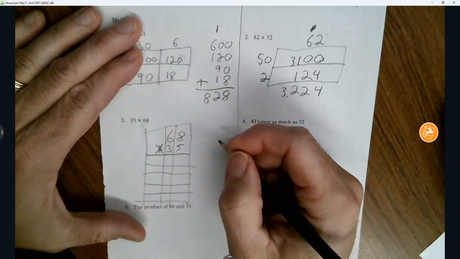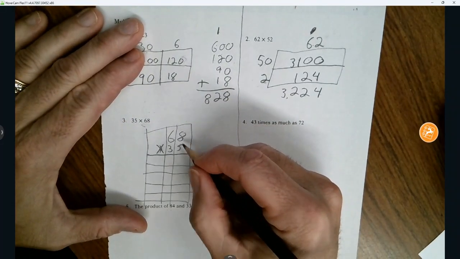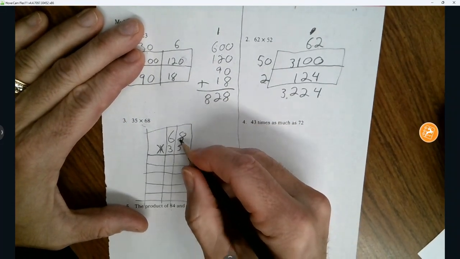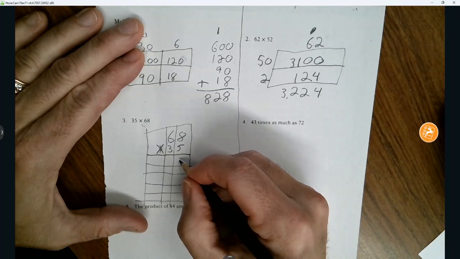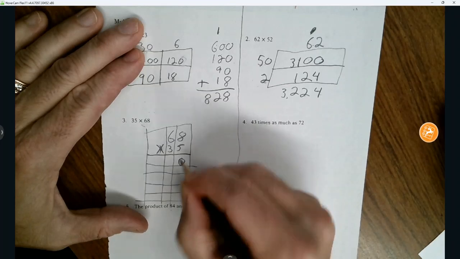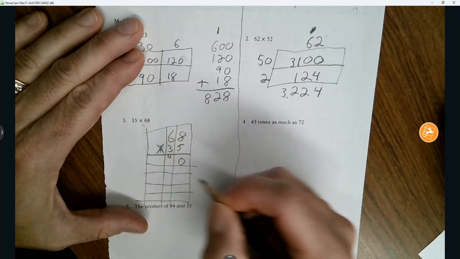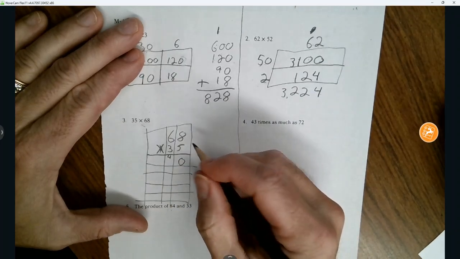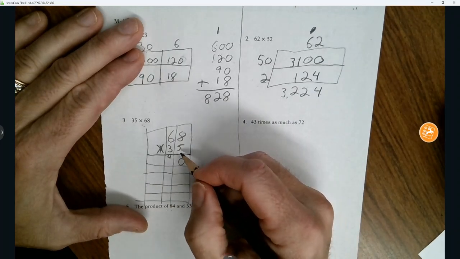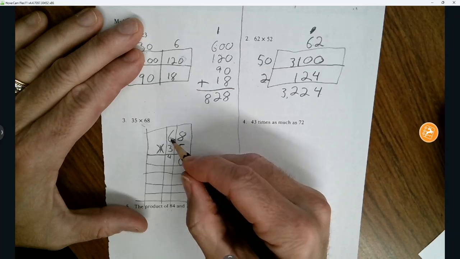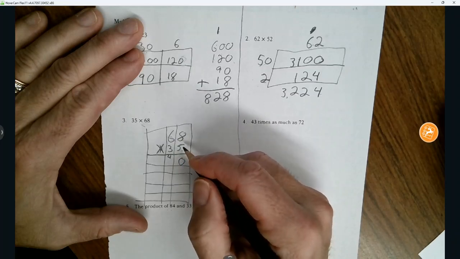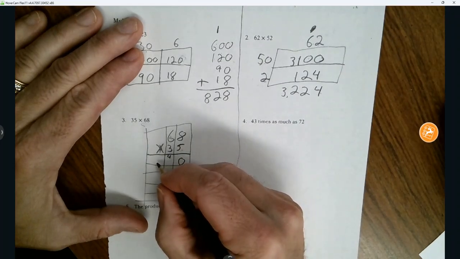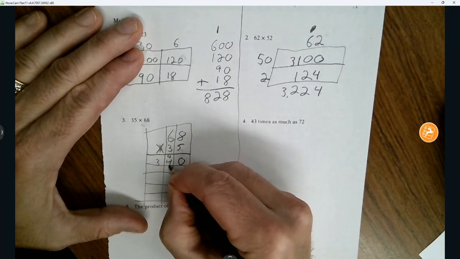Okay, so now we're going to go 8 times 5. 8 times 5 is what? 40. Put the 0 there and that little 4 there. Okay, so now we have 6 times 5. 5 times 6 is 30, right? And then that 4, so we're going to say 34.